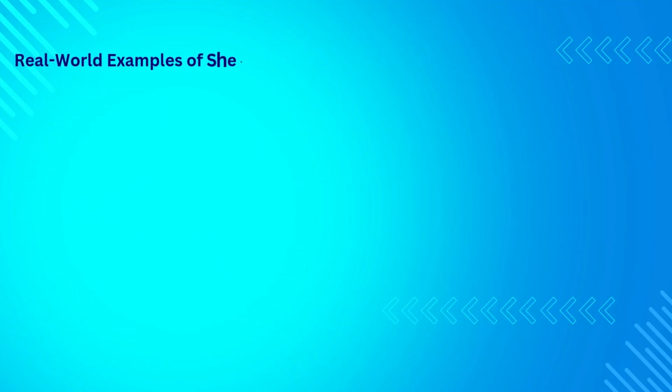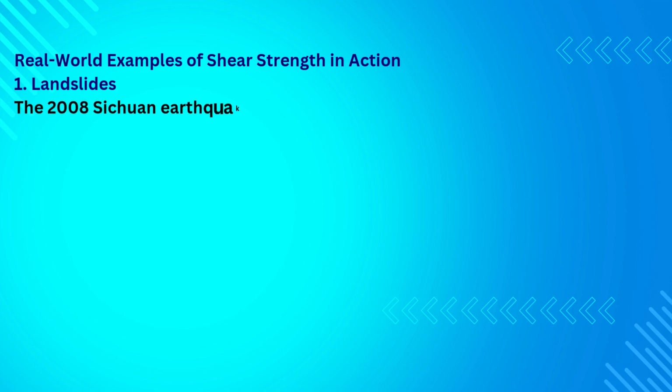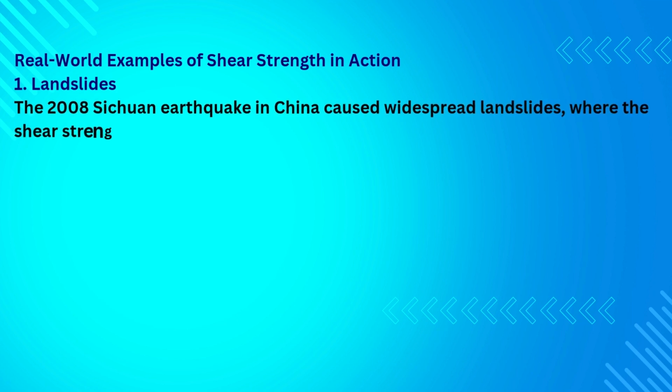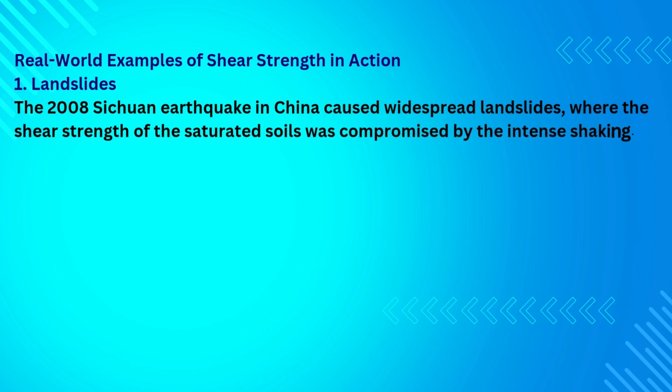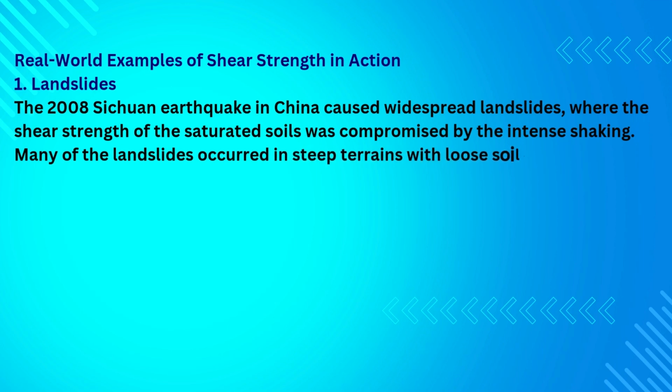Real-world examples of shear strength in action. 1. Landslides. The 2008 Sichuan earthquake in China caused widespread landslides, where the shear strength of the saturated soils was compromised by the intense shaking. Many of the landslides occurred in steep terrains with loose soils.